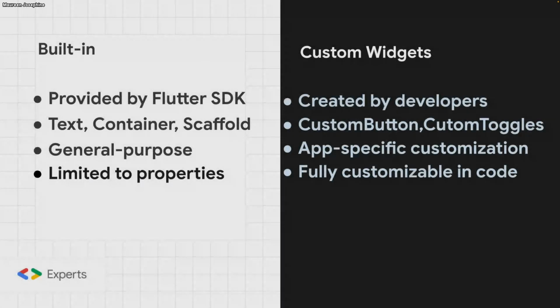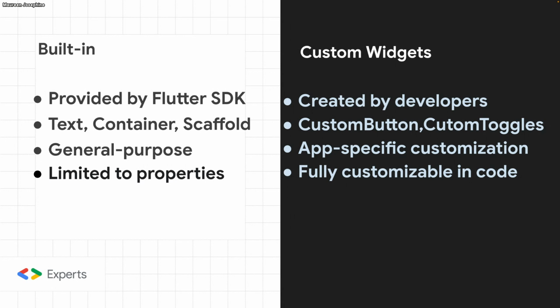So what's the difference between built-in widgets and custom widgets? Built-in widgets are provided by the Flutter SDK. These are the predefined widgets that we usually find, for example the text, the container, the scaffold, and they're usually general purpose widgets. If you want to make something quick with a text, you can readily use them, but they have limited properties. On the other side, custom widgets are widgets that we create ourselves, especially by extending the already existing widgets from the Flutter SDK.